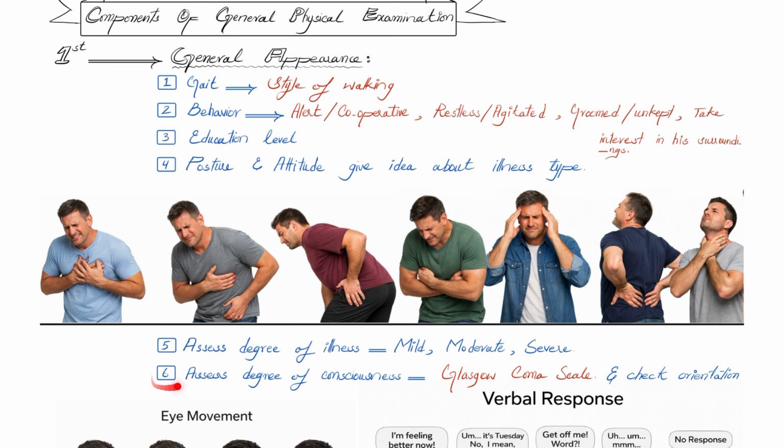Then assess the degree of consciousness: check the orientation of the patient, ask about time, place or person. Like you can ask him, okay, do you know who I am? Or you can say, where are you right now? Or what time is it? Or what day is it? And if the patient has come to you collapsed, or is in semi-consciousness, then you can calculate the Glasgow Coma Scale.